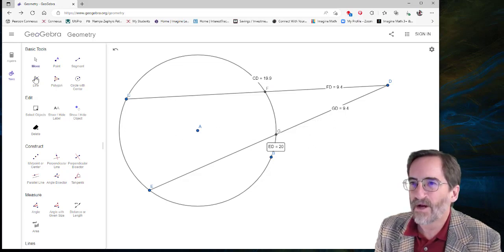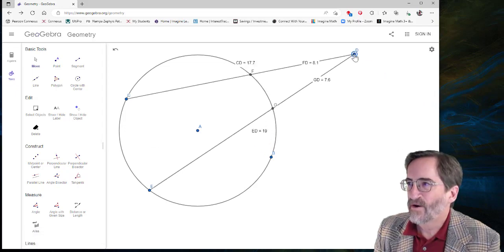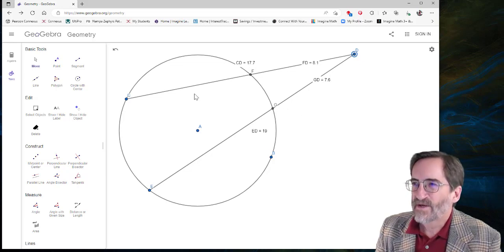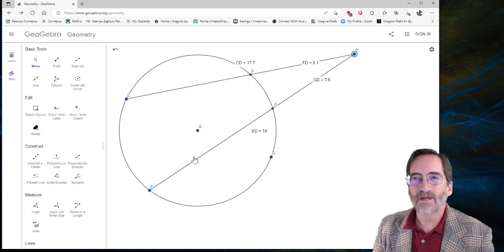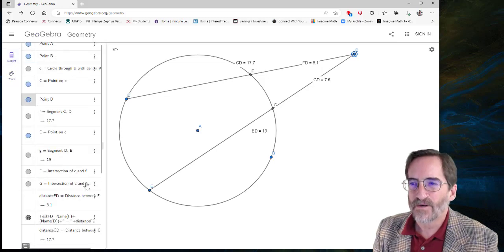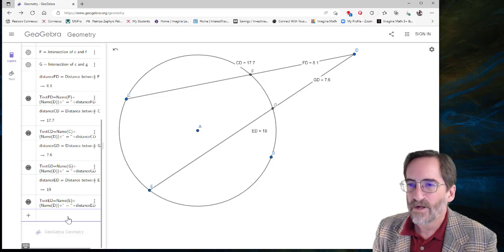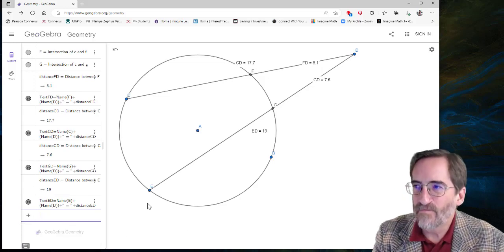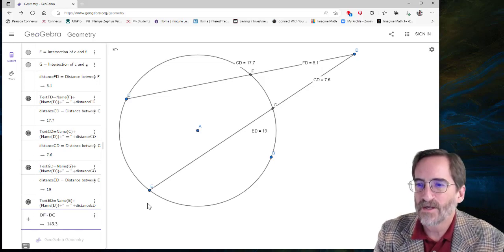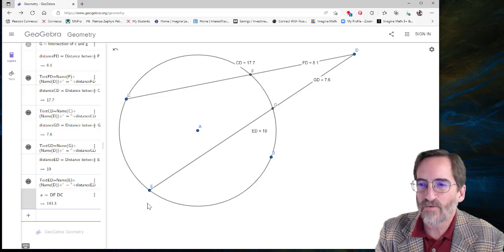Now, there are 4 different measurements. They're kind of equal here because of precision, round off error. But you can see there are 4 different measurements here, 8.1, 7.6, 17.7, and 19, and we're looking for some sort of relationship between them. Well, let me switch to algebra here, and let's input again. I'm going to take the outside part, DF, and I'm going to multiply it by the whole, DC. The outside part times the whole, DC, and that gives me 143.3.